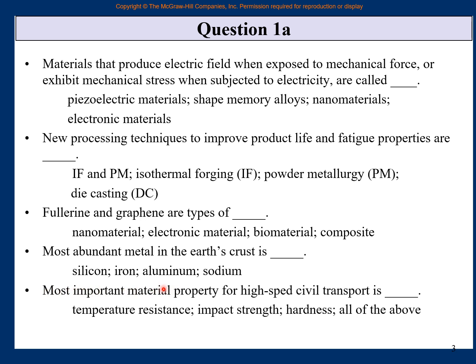Most important material property for high-speed civil transport is what? Temperature resistance, impact strength, hardness, all of the above. So first of all, remember, high-speed civil transport means a very large aeroplane with hundreds of seats in it, a passenger plane, which is traveling at supersonic speeds. So if that is the case, then all these are important, but the most important will be fighting the high temperature rise because of the air friction. So temperature resistance will be your answer here.